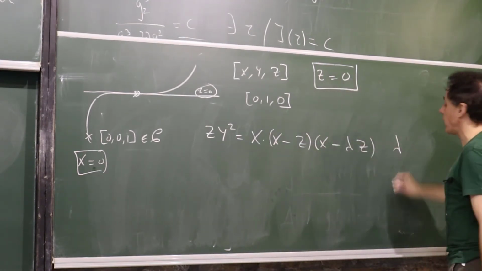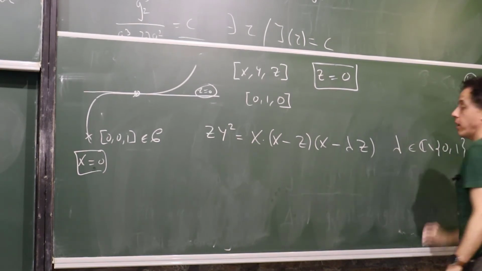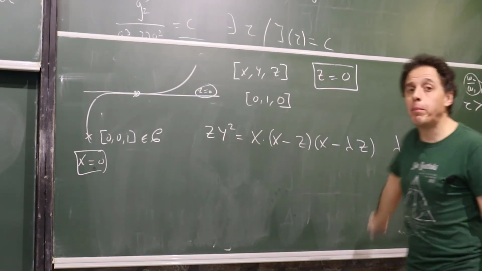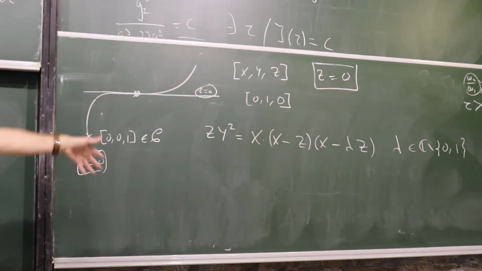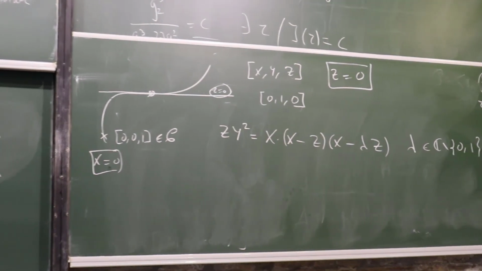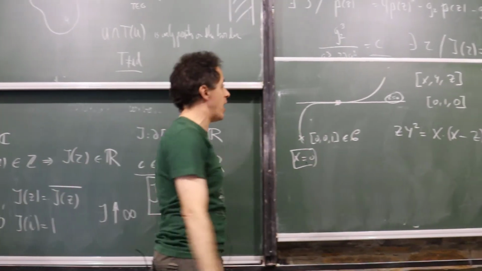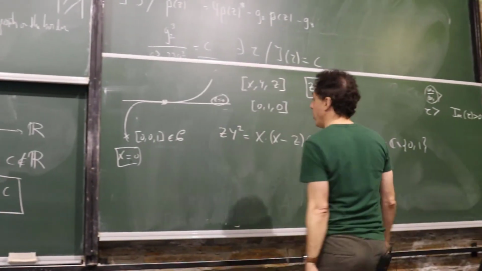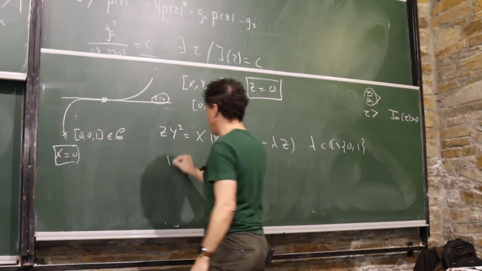Where lambda is a complex number different from 0 and 1. In fact, it's the only projective invariant of the curve. If you go down to Earth, so you are on the projective plane with infinity and heaven and everything, and you forget the heaven and you come down to Earth, you have your equation like this.